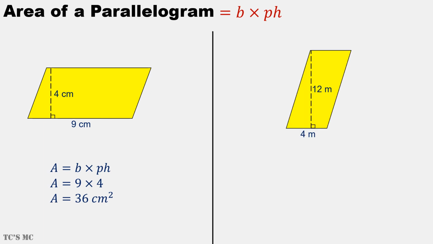In this example, again, write out the formula. Area equals base times perpendicular height. The base is 4 and the height is 12. So the answer is 48 metres squared. If they give you the lengths of the slanted sides, do not use them.